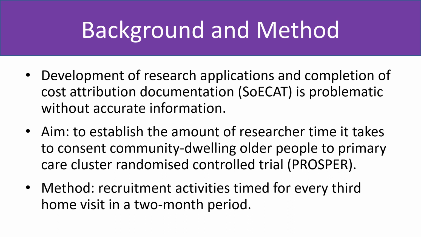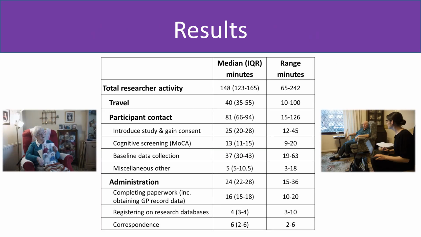Timings were recorded on a pro forma, including travel, visit time, the participant contact activities, and associated admin tasks. Data was collected from 33 visits, all of which were included in the analysis. 29 of these people were recruited to the trial and 4 declined. The table shows medians and ranges for all the different elements of recruitment and baseline data collection we timed. The median total activity time per visit was 148 minutes.